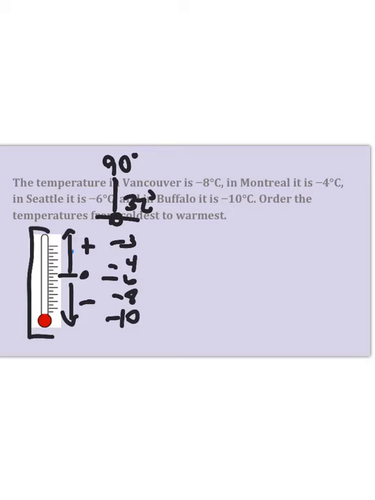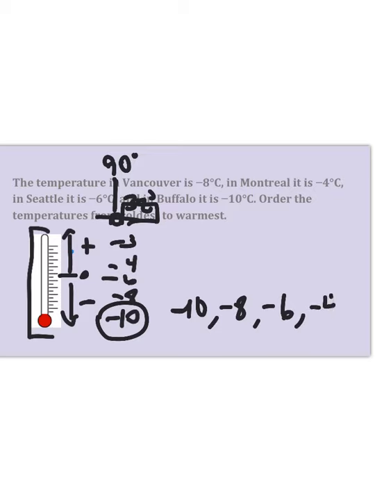Hopefully you said -10. So this is the order that I'm going to write them in for coldest to warmest. It would be -10, -8, -6, -4. Coldest to warmest.